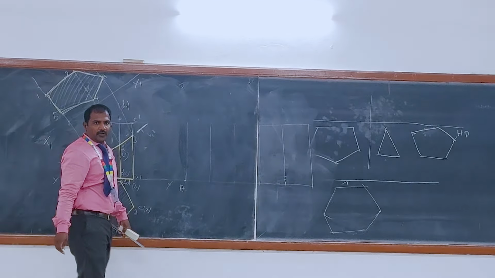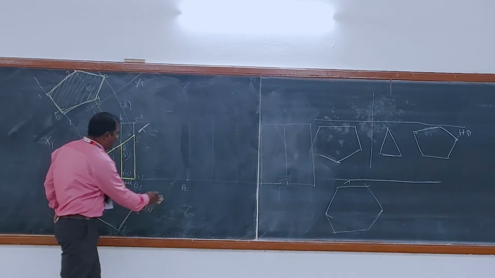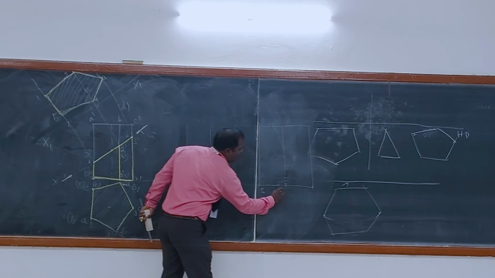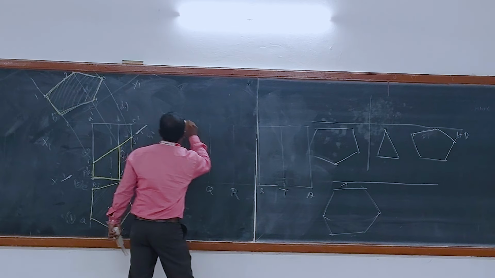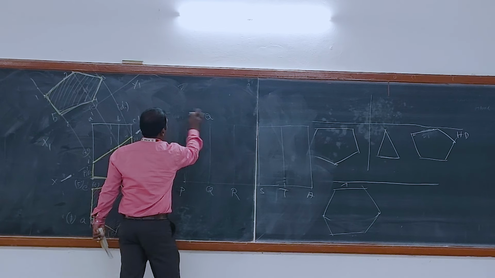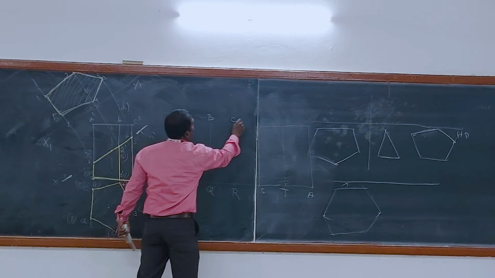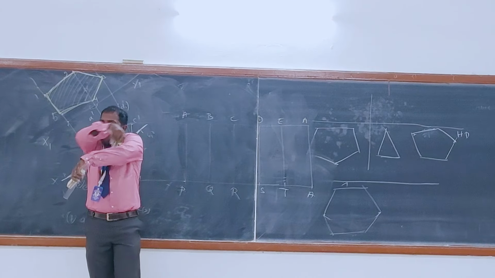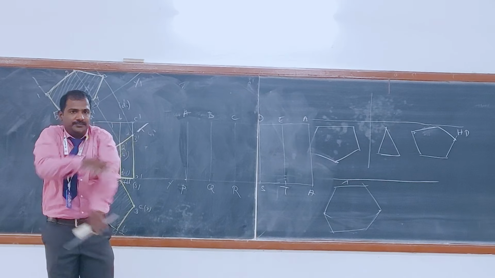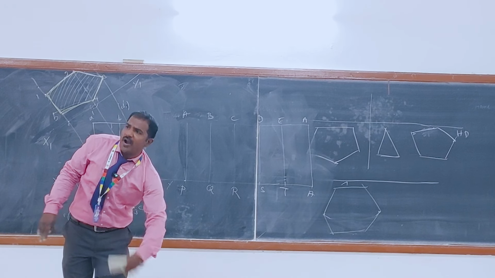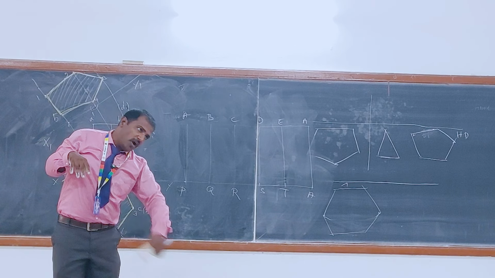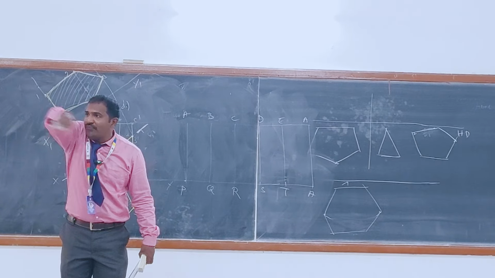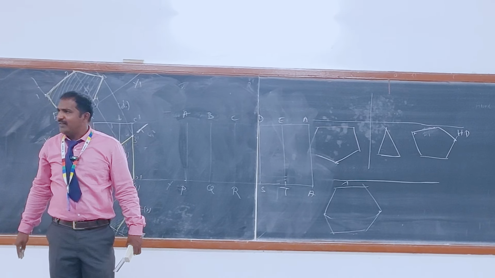Got it? Going downwards we have P, Q, R, S, T, and above we have A, B, C, D, E. The A and A will meet. There is no bottom face and no top face; we removed the bottom face and the top face. We are developing only the lateral surfaces.